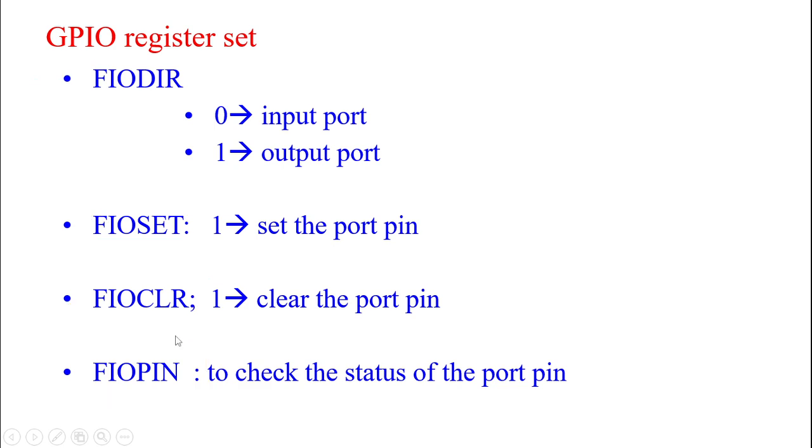In today's program, I'll not be using any FIOSET and FIOCLR, but instead I'll be using the FIOPIN register, and using this I'm going to toggle. Let us see how it can be done. Before that, just one point I wanted to highlight: FIOPIN is used to know the status of the port pin. Okay, so FIOPIN is used to check the status of the port pin. At the same time, you can toggle it directly at port pin level. Now let us see how to do that.